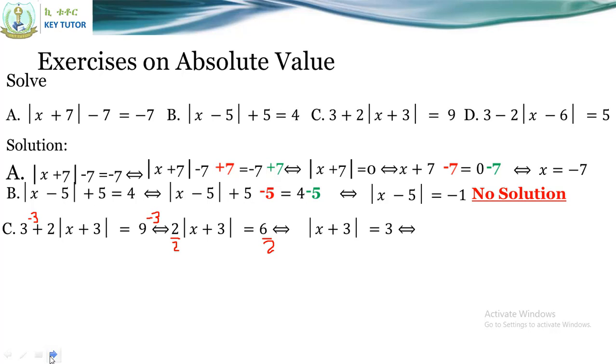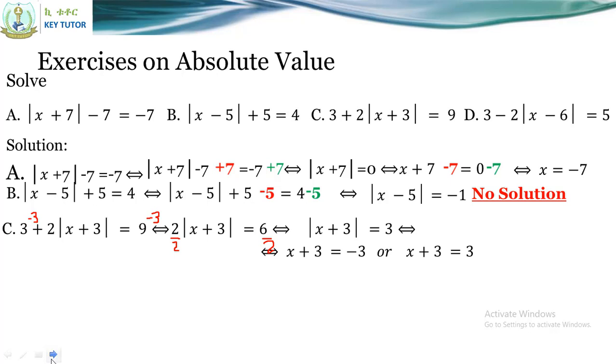This is a two solution case because the value of a here is positive. Then the inside number, that is x plus 3, either it is 3 or it is negative 3. So this is what you get: x plus 3 is negative 3 and x plus 3 is 3.